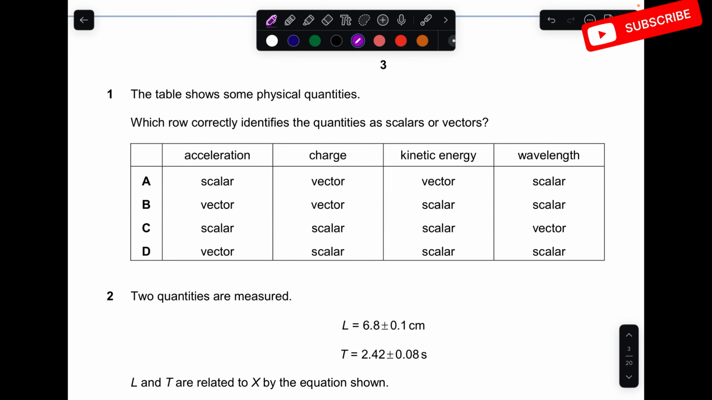First question: the table shows some physical quantities. Which row correctly identifies the quantities as scalar or vector? Okay, let's start with A. Acceleration is scalar? No, acceleration is vector, yes. Charge is vector? No. So C, it's not scalar, so you're only left with option D, so it should be correct. Acceleration is vector, charge is scalar, kinetic energy is scalar, and wavelength is scalar.